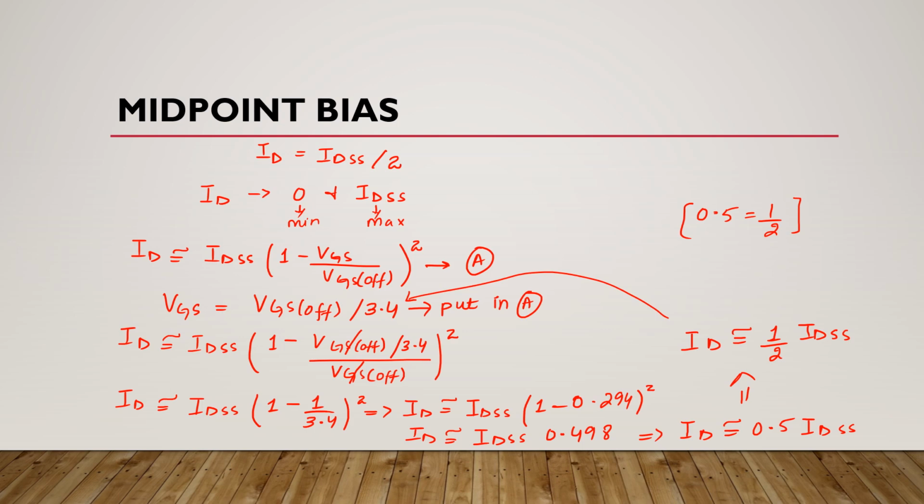Now to set the drain voltage at midpoint, we use this relation: VD is equal to VDD divided by 2, and then we select a value of RD to produce the desired voltage drop. So this is midpoint bias of junction field effect transistors.